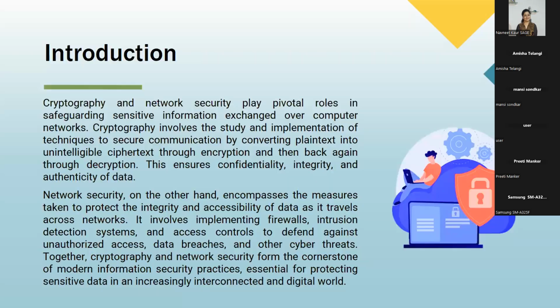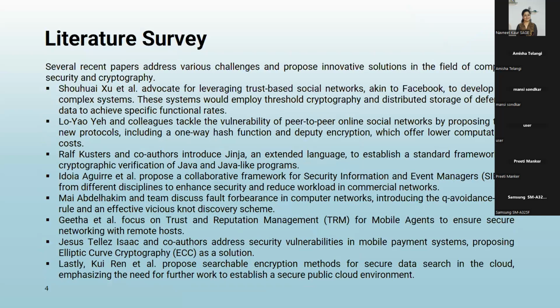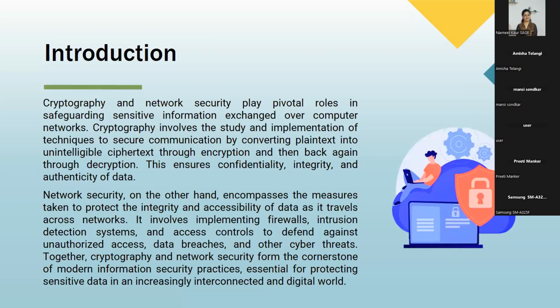Ciphertext is then converted back to the plain text through the decryption process. We have made use of various algorithms in this process, like AES, DES, etc. Network security and cryptography ensure the confidentiality, integrity, and availability of the data.